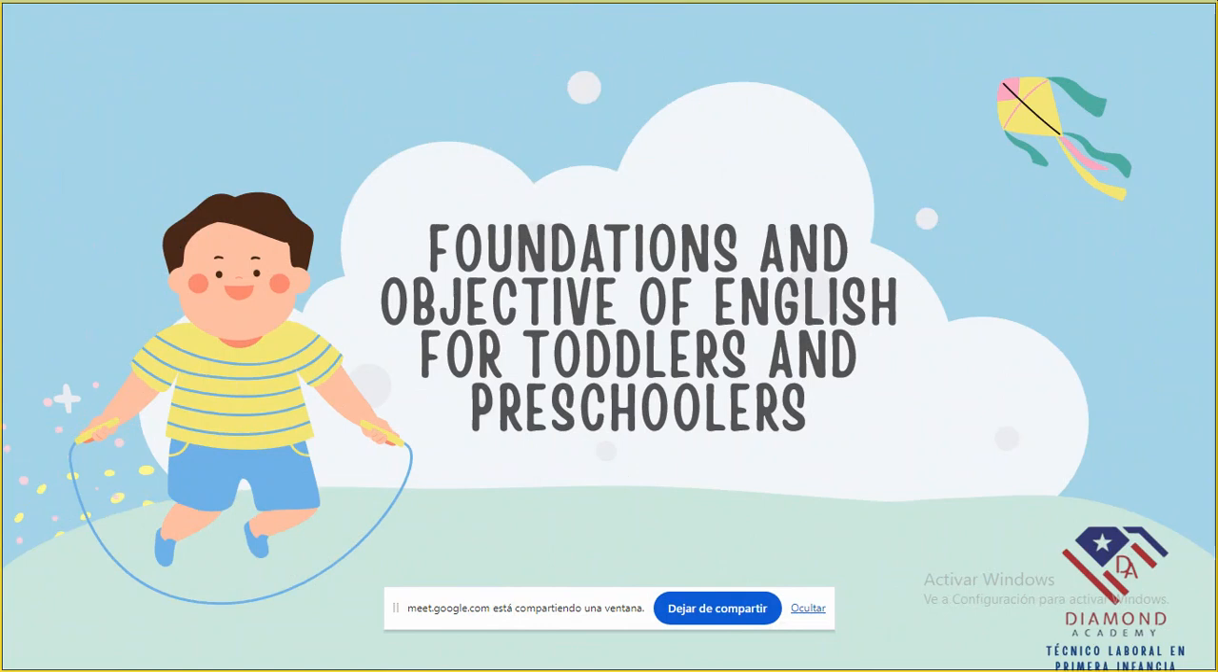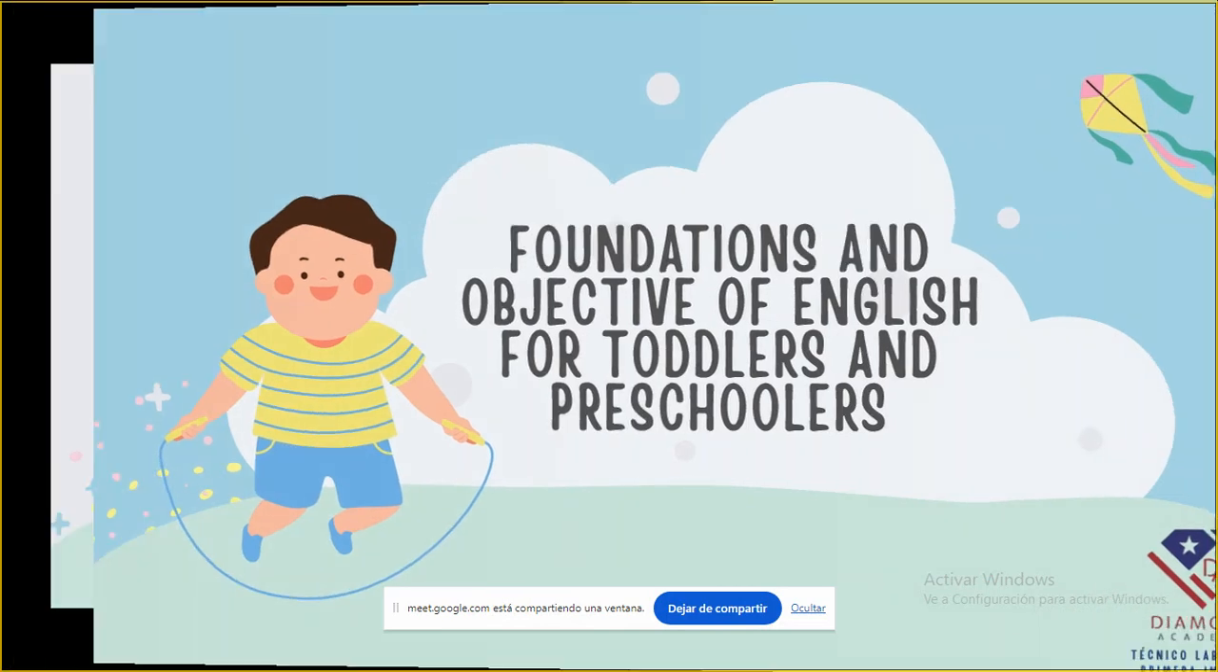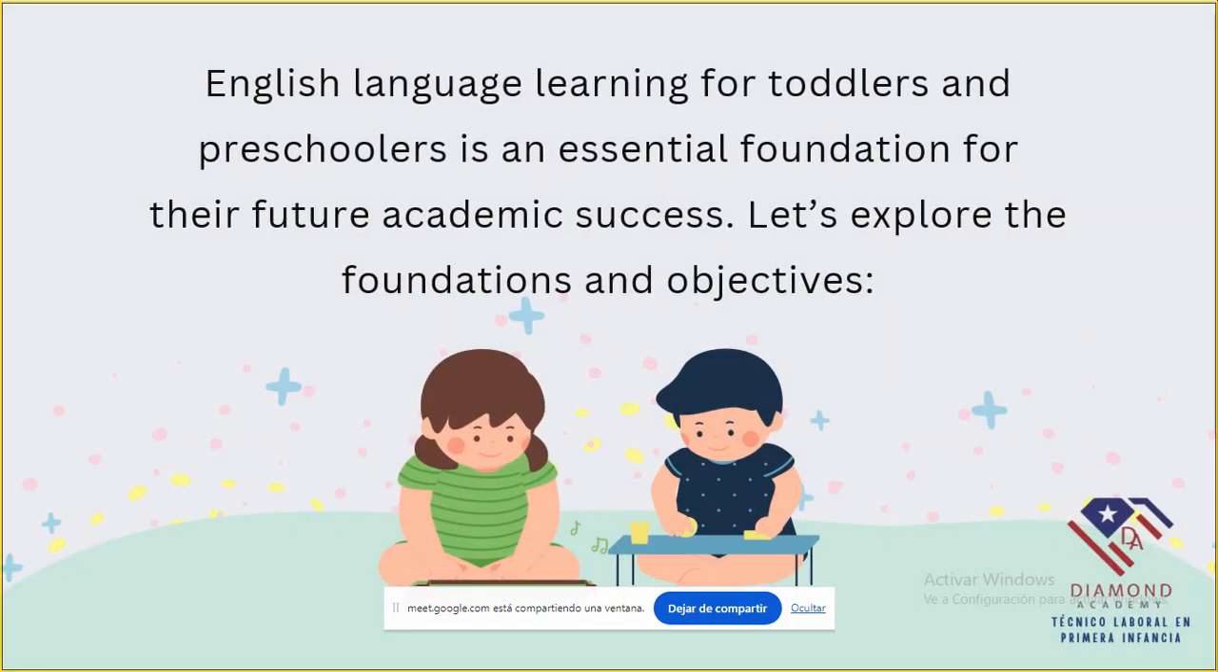Also, we had to develop a reading section like this. In this case, it says Foundations and Objectives of English for Toddlers and Preschoolers. So let's restart on this part. I'd like you to read this information for me. Can you help me, please? English language learning for toddlers and preschoolers is an essential foundation for future academic success. Let's explore the foundation and objectives.